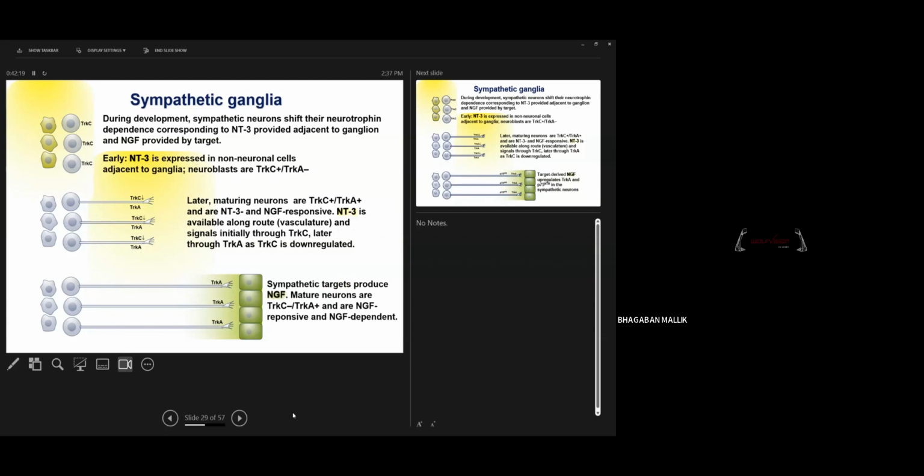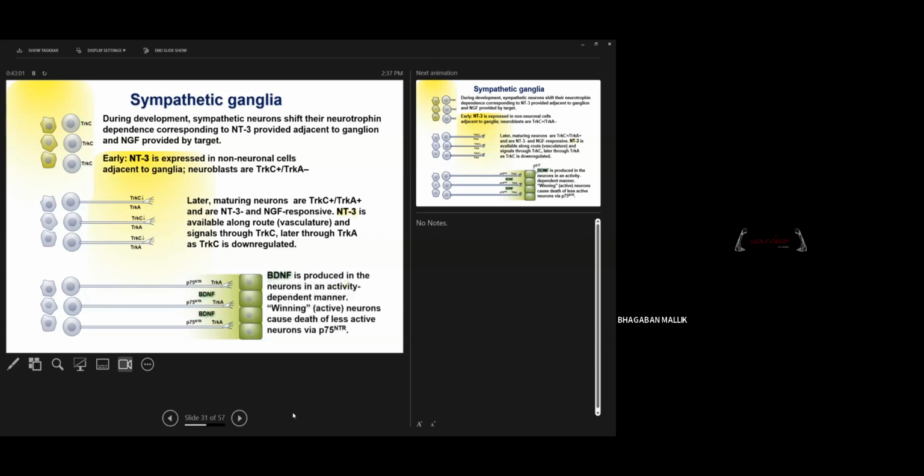Now it finds its target. The target expresses another neurotrophin, which is NGF. So in the initial stage, you have expression of NT3, then it goes down. Then in the final mature neuron, you have expression of NGF. And all the neurons are TRKA positive, TRKC negative. In the mature stage, you have expression of P75 NTR. So you have P75 NTR in all the cells, and in the target you have NGF.